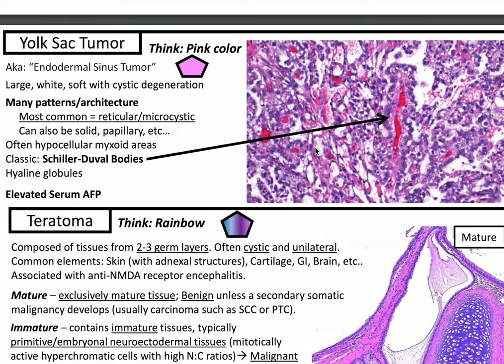Yolk sac tumor, think pink color. Also called endodermal sinus tumor, where you'll have grossly a large, white, soft tumor with cystic degeneration. Architecturally, it can have many patterns. The most common is this reticular microcystic, but it can also be solid, papillary, and often has hypocellular myxoid areas. If you see one, then you know it's a yolk sac tumor. It's the Schiller-Duval bodies. You can also have hyaline globules and now have elevated serum AFP.